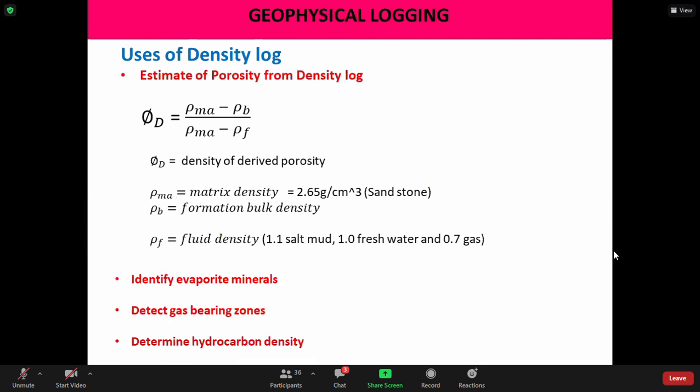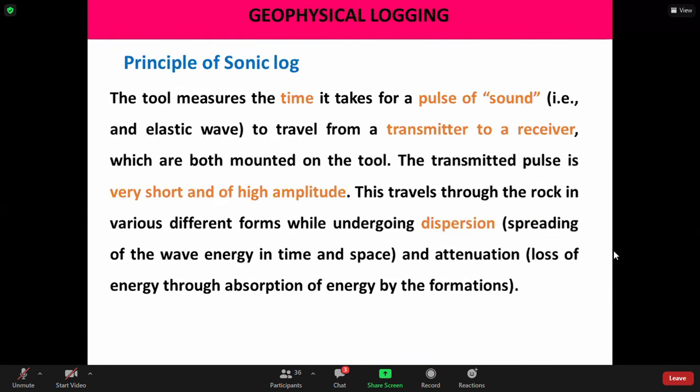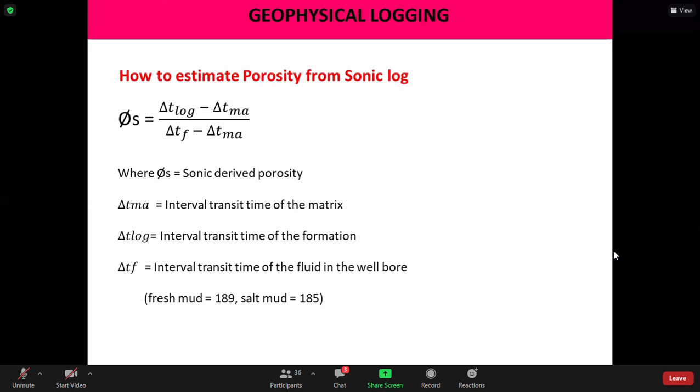Okay. So this is a formula for estimating porosity from our density log. I think the equation is also there for estimating porosity from our sonic log. Okay.